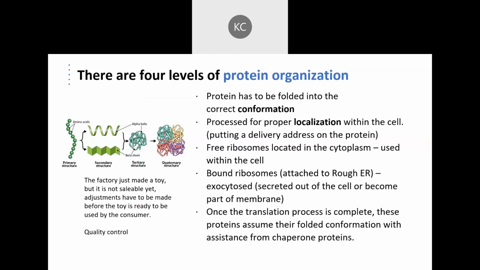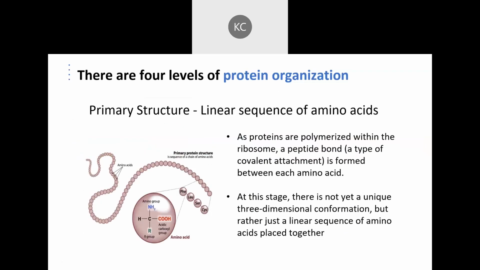If this process of translation is occurring on a bound ribosome, then that protein is probably going to be secreted out of the cell, or it's going to be incorporated into the cell's plasma membrane. Okay, so depending on where the translation takes place, you'll either have that protein go out of the cell, or it'll stay in the cell or be bound to the membrane. Okay, so there are four different structures, if you will, to proteins. All right, and these are called the primary, secondary, tertiary, and quaternary structures.